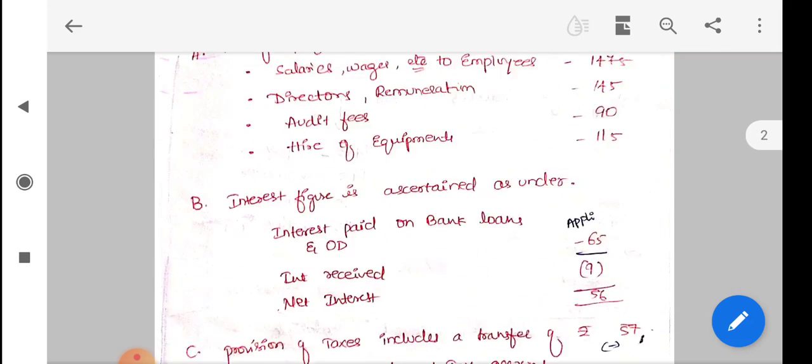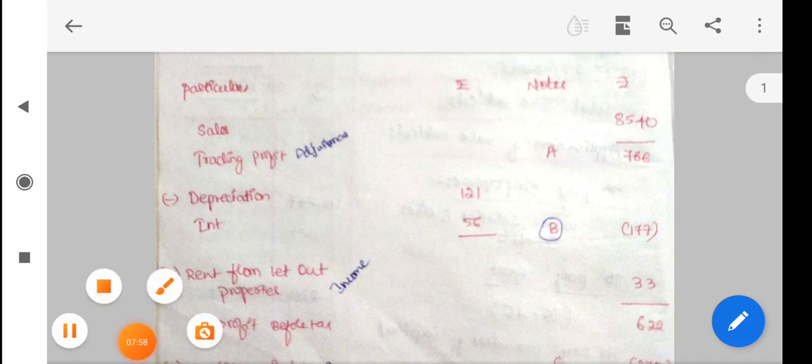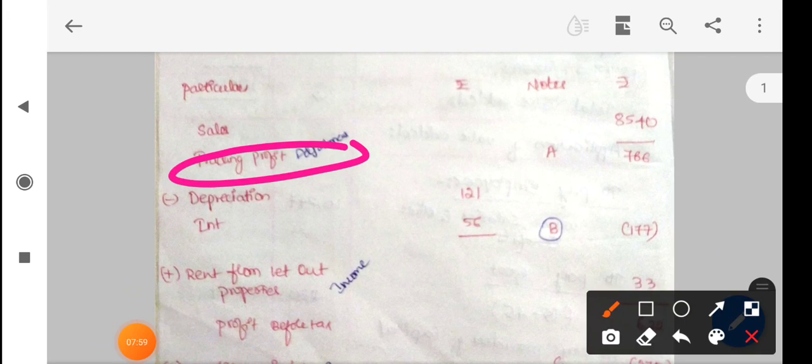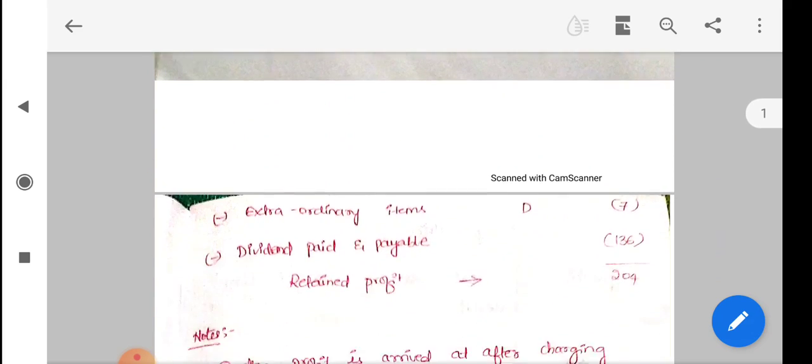So here, what is the motive of giving this trading profit? Trading profit they have given us, and one point to be noted here is that they have not given us any cost of bought in materials and services. Of course they have given us the audit fee and the hire of equipment, except that they have not given us any other expenses. So how should we do this? There's a working note.